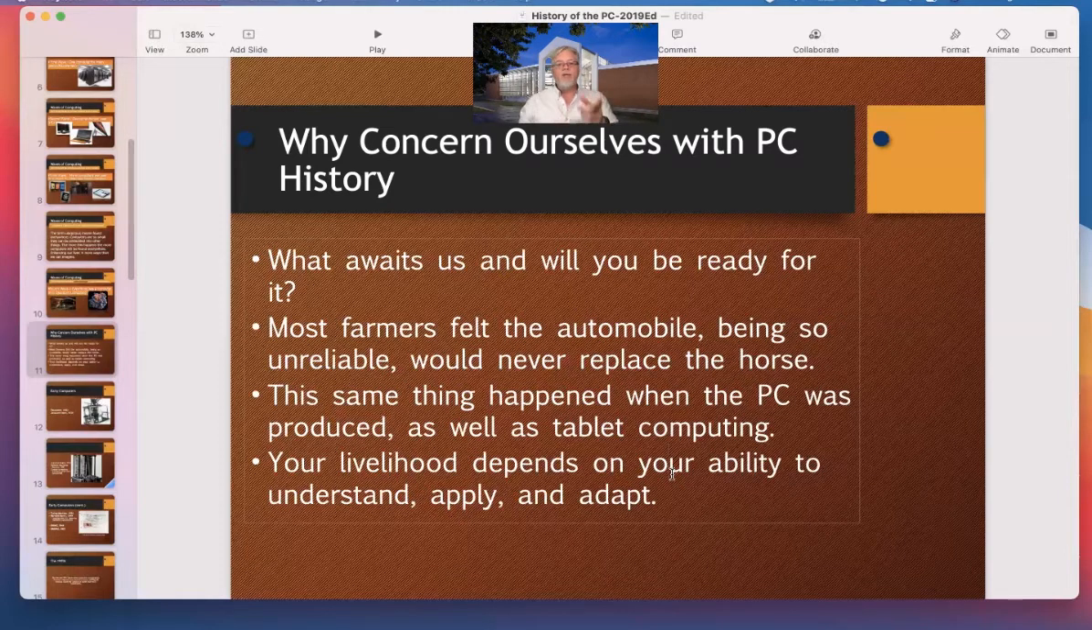Your livelihood depends on your ability to understand, apply, and adapt. And you will be in that process. It doesn't matter what your job is, you'll be in that process. Computers are the tools we use. There's a big shift from using a standard desktop machine to a lot of it being on the phone.